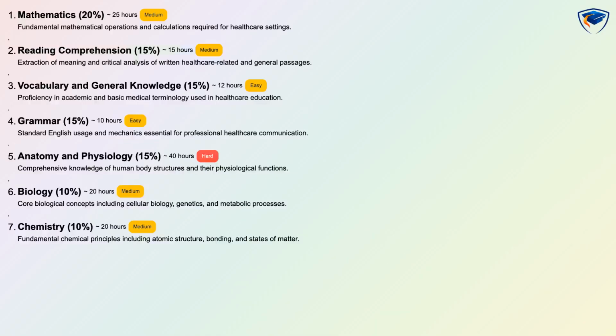The HESI A2 covers 7 domains with precise weightings: mathematics 20%, reading comprehension 15%, vocabulary and general knowledge 15%, grammar 15%, anatomy and physiology 15%, biology 10%, and chemistry 10%. Most items are a mix of conceptual and scenario-based questions, with reading heavily scenario-based. Use the percentages and suggested learning hours to plan a focused study schedule.